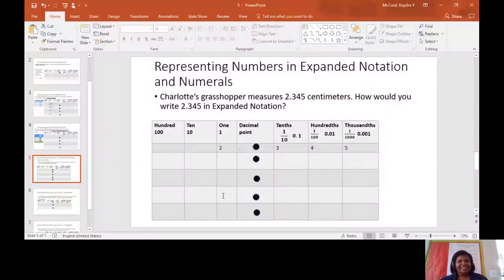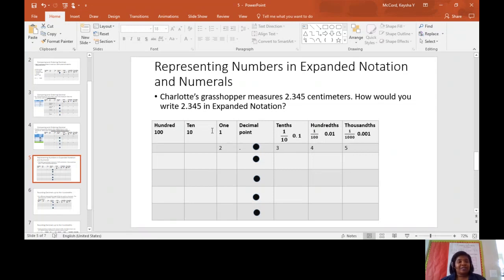Okay, let's get started. So here's our problem. Charlotte's grasshopper measures 2 and 345 thousandths centimeters. How would you write 2 and 345 thousandths in expanded notation?